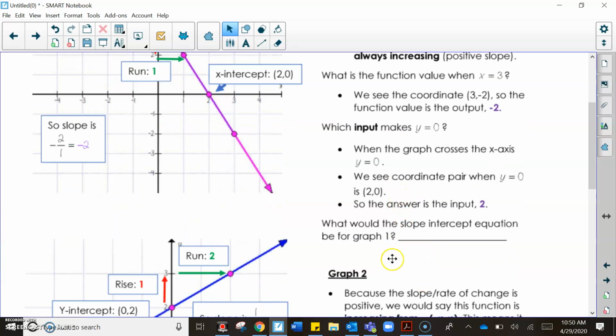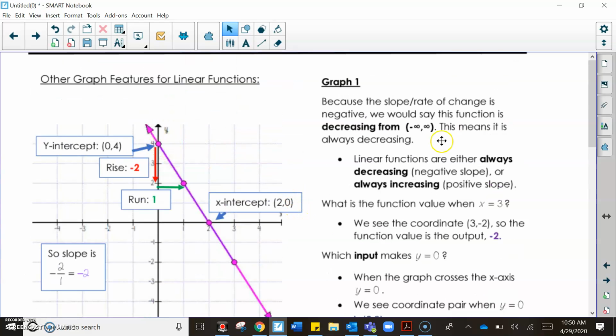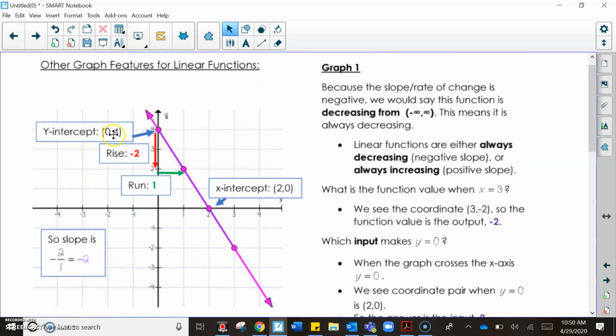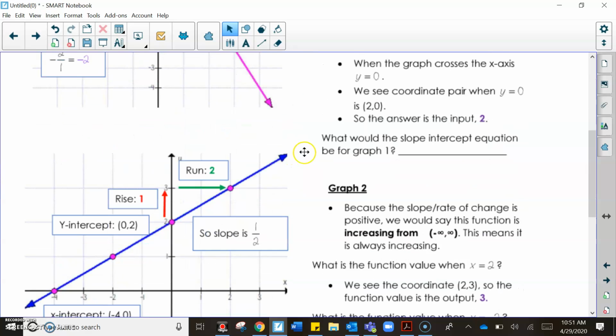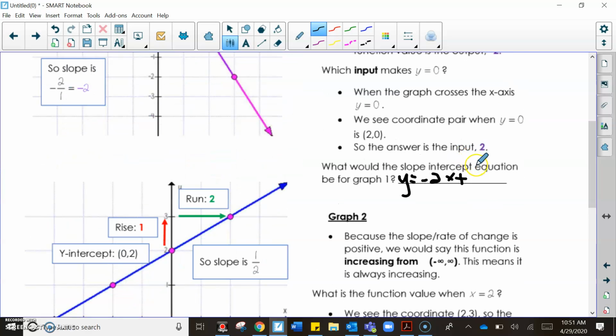So let's answer this question here. What would the slope-intercept equation be for graph 1? So we have our y-intercept, and we can calculate slope. We've learned how to do that. So here we calculated, we're falling 2 and going to the right one. So my slope-intercept equation is y equals -2x plus 4.